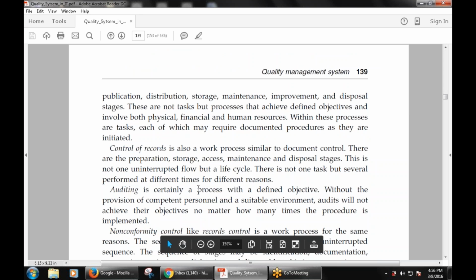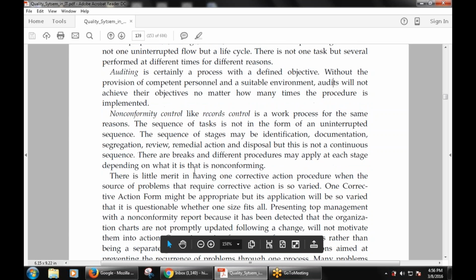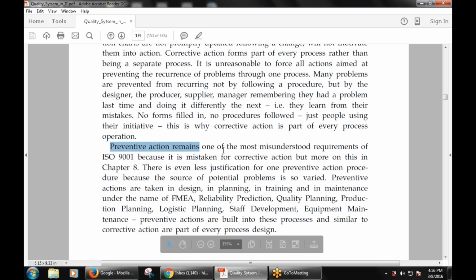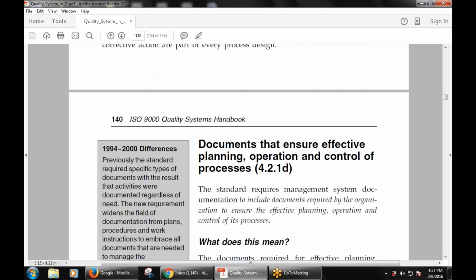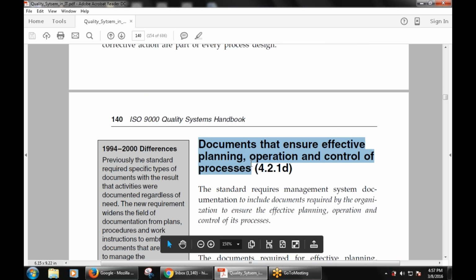Then there is auditing, which is a process with a defined objective, and without provision of competent personnel and suitable environments, audits will not achieve their objectives by the time the procedure is implemented. Then there is nonconformity control, which is like the control of records, a process used in the same way. And there is preventive action, which remains one of the most misunderstood requirements of ISO 9000, because it is mistaken for corrective action. Next is documentation that ensures the effective planning, operation, and control of the processes.